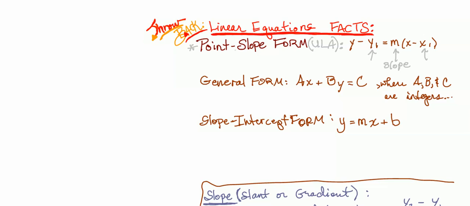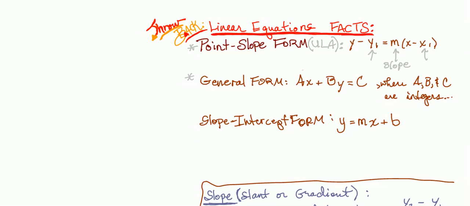So the other two things, though, we have general form, which we didn't really use that much. A lot of problems began with this general form. This is where ax plus by is equal to c. The big thing here is a, b, and c are integers. And for this one, it's easy to find the intercept. It's very simple to find x and y intercept.